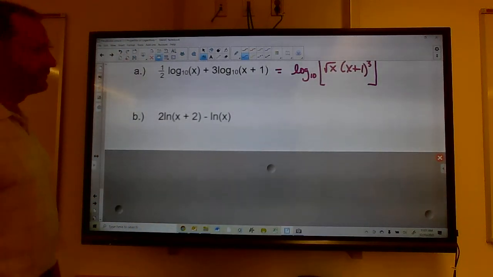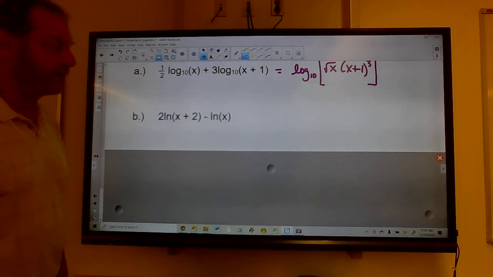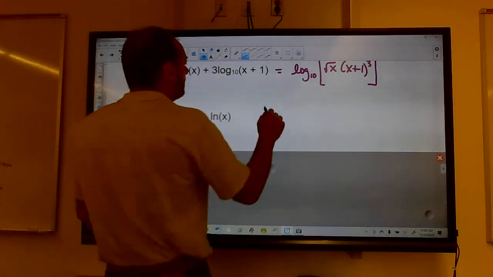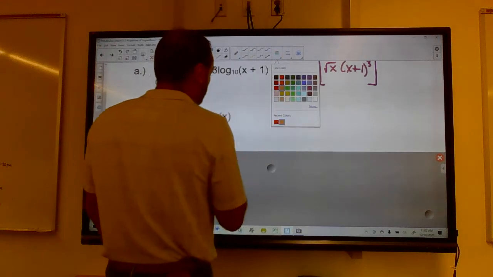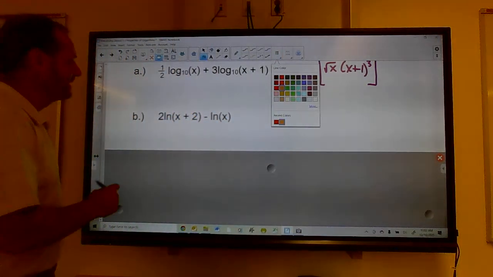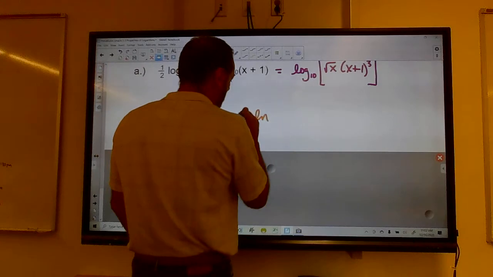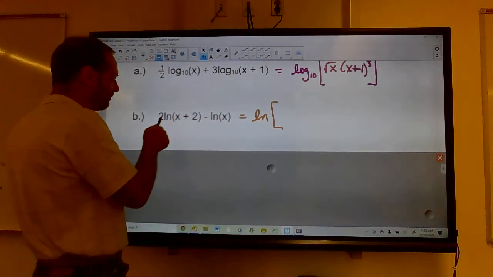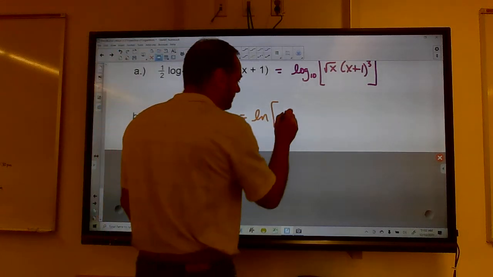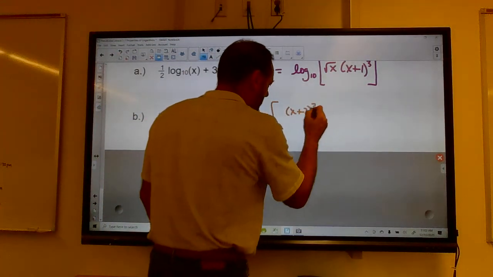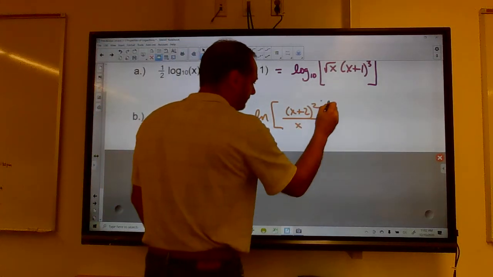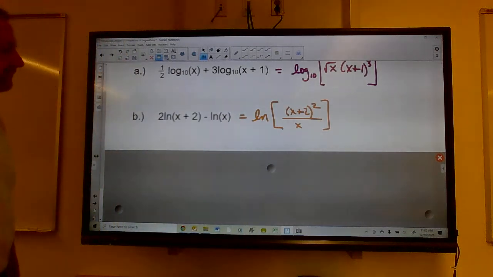You might pause this and do this one on your own, and then jump back on here and see what you get. So I'll give you a second to pause it. Okay, let's find a different color here. So this one is natural log, so I'm going to have natural log. I've got x plus 2 to the 2nd power. And then this means divide by just x. There you go, you're done.